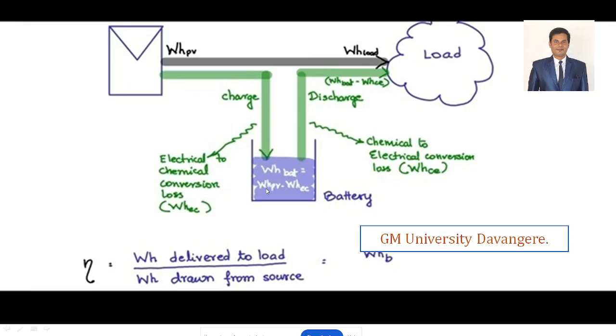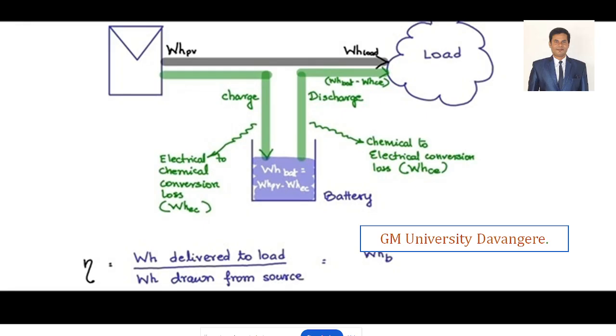WH battery is equal to what? WHPV, from the solar cells, is the electrical energy. During the conversion, some losses take place, so from WHPV we subtract WHEC, the loss during conversion. If you subtract these two from the actual one, we get the WH battery. So WH battery is equal to WHPV minus WHEC.